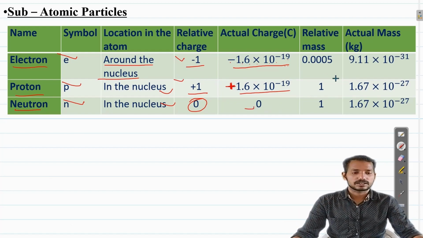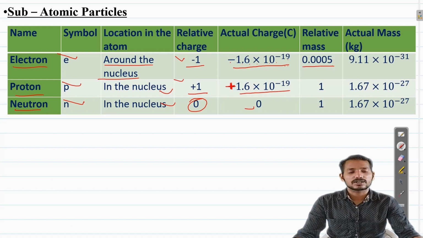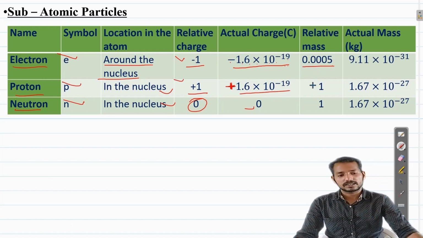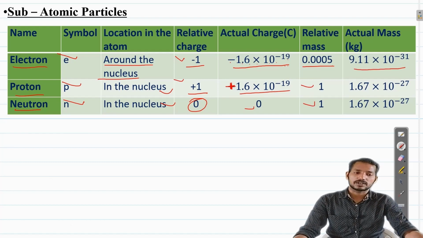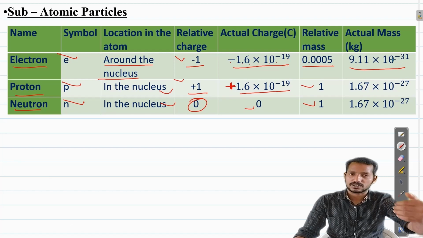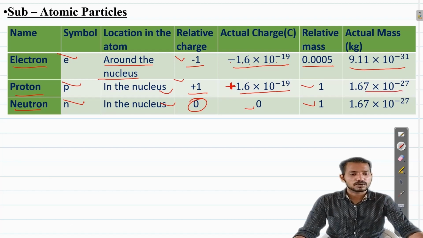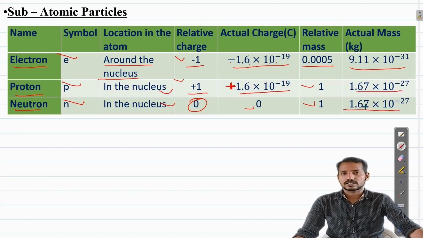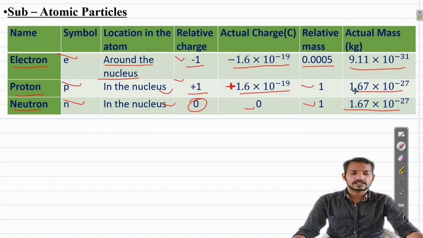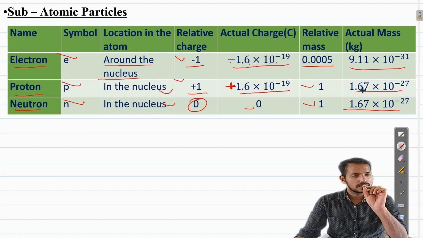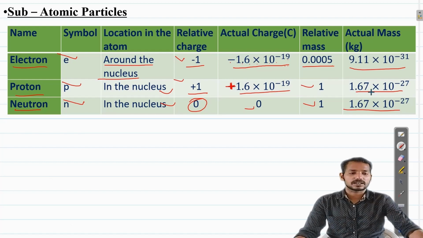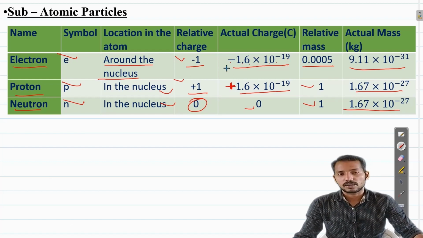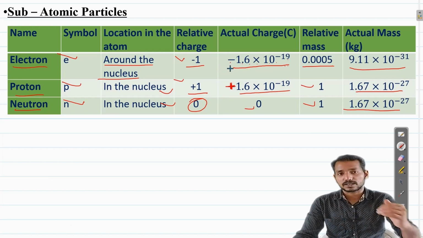For the neutron it is 0. And the relative mass of the electron is 0.00005, while the relative mass of proton and neutron are approximately equal to 1. The actual mass of the electron is 9.11 into 10 raised to -31, and in case of proton and neutron, 1.67 into 10 raised to -27. Never think that they are exactly equal, it is a rounded value. There is a small negligible difference in the mass of proton and neutron, but the rounded value is the same. So this is all about the properties of the subatomic particles present in the atom.